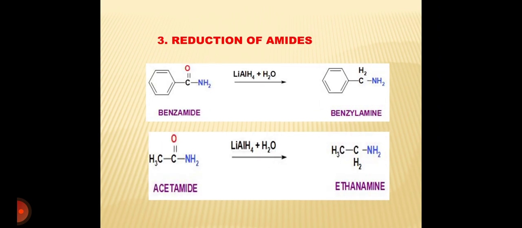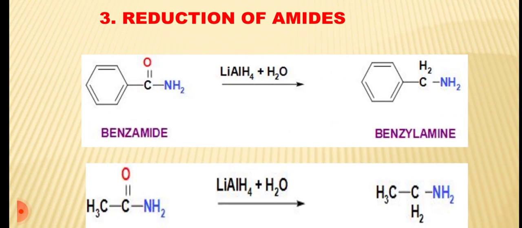Let's go for the next preparation of amine, that is from reduction of the amides. Let's take the first example of benzamide, which consists of a carbon-oxygen double bond. So when benzamide is reacted with the reducing agent like lithium aluminum hydride in presence of water, this carbonyl group gets reduced to the corresponding CH2 group, and hence benzamide gets converted to benzylamine.